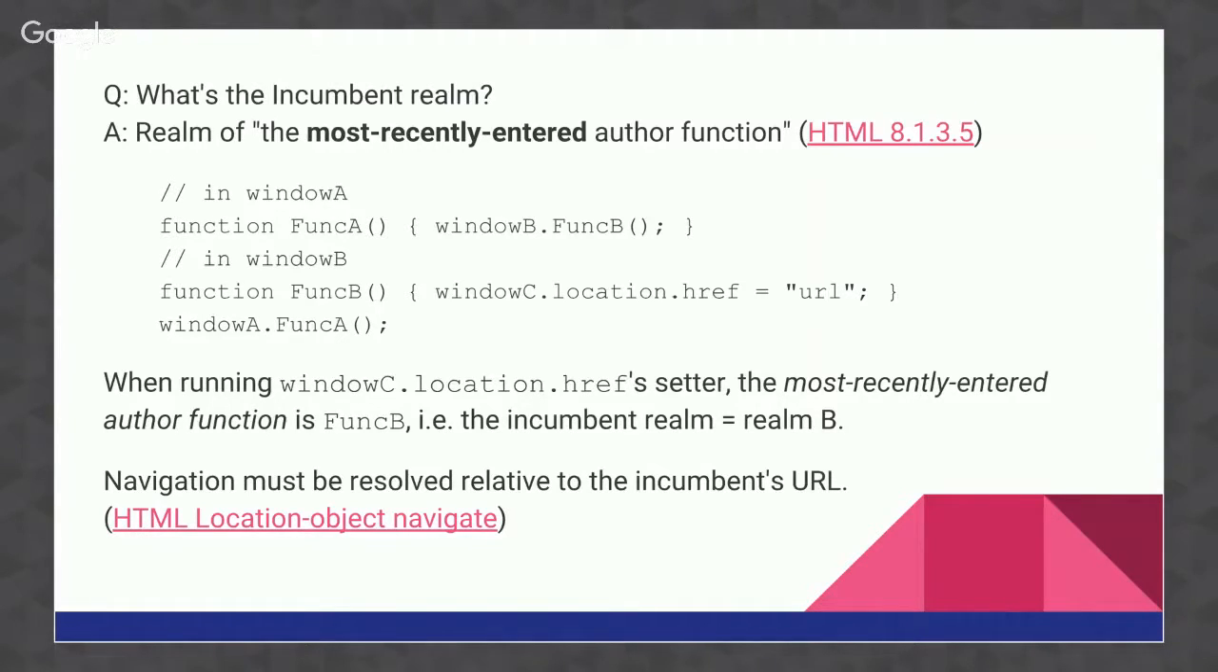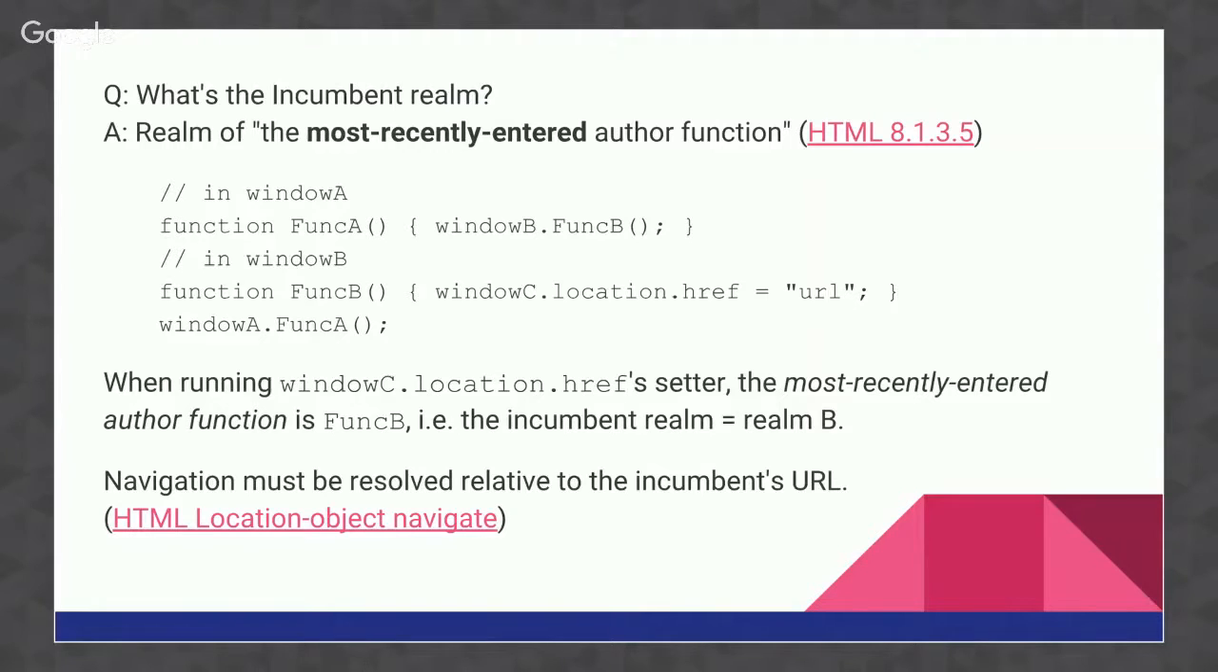The navigation, window C.location.href setter function, looking at that navigation time, at that moment, the most recently entered author function is function B. It's not A nor C. So the incumbent realm is, in this case, B. So please note that the incumbent realm is not A nor C. It's B. This is a very important point.